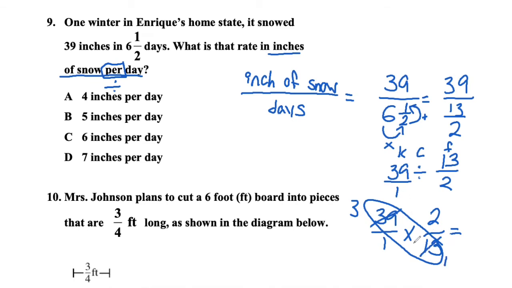And when we're multiplying fractions, all we have to do is multiply across. So on top, 3 times 2 is going to be 6. And on the bottom, 1 times 1 is 1. So we can see that it snowed an average of 6 inches per day. Or answer choice C.